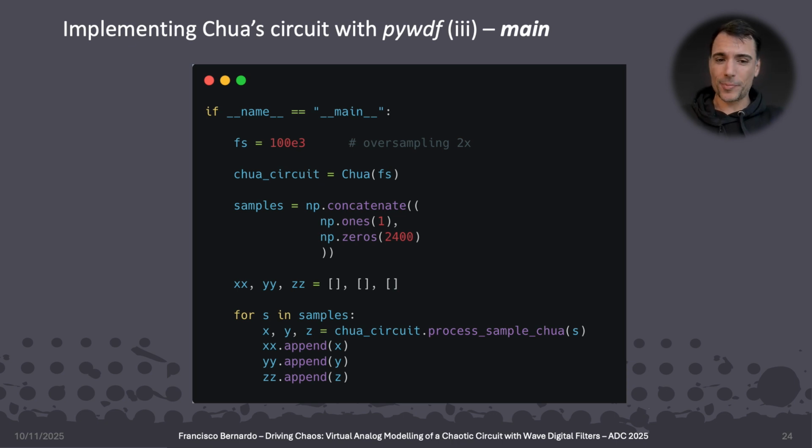Finally, the main function, which is very simple. We set a sampling frequency, which is necessary for the reactive components, which have local discretization. And here we need to oversample to about twice the audio rate. So here I set it to 100 kilohertz. And I instantiate a Chua circuit with that frequency. I create an impulse signal to excite the circuit. And then I just do sample by sample processing of that signal and collect my signals of interest for plotting.